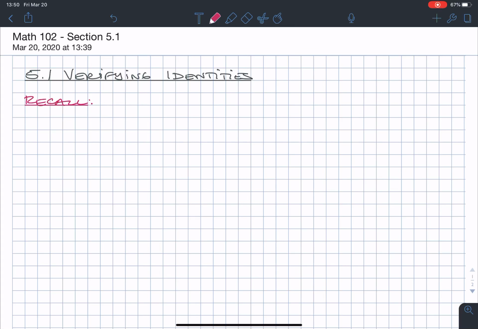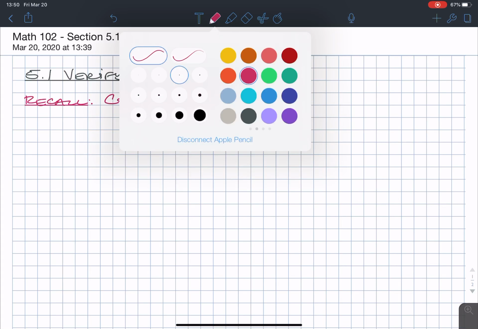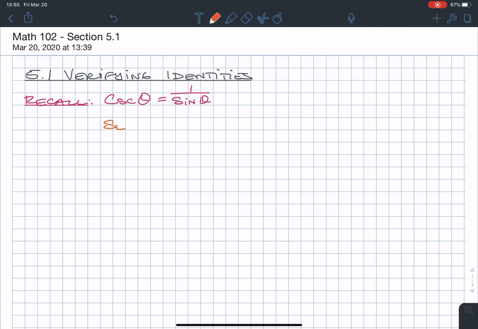So the first reciprocal, cosecant of theta, of course, S's and C's go together, is a reciprocal of sine. The second reciprocal identity, secant of theta, S's and C's go together, is the reciprocal of cosine of theta. And then cotangent of theta is the reciprocal of tangent of theta.